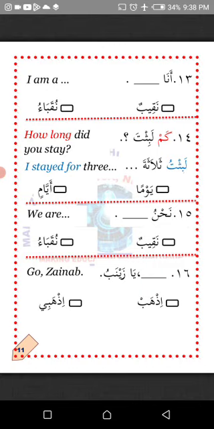We are dash. So are we going to say nahanu nakib or nahanu nuqaba? You know the answer. Sittata ashara, 16. Dash ya Zainab. So how do you say go, Zainab? Are we going to say izhab ya Zainab or izhabi ya Zainab? You know the answer. MashaAllah.